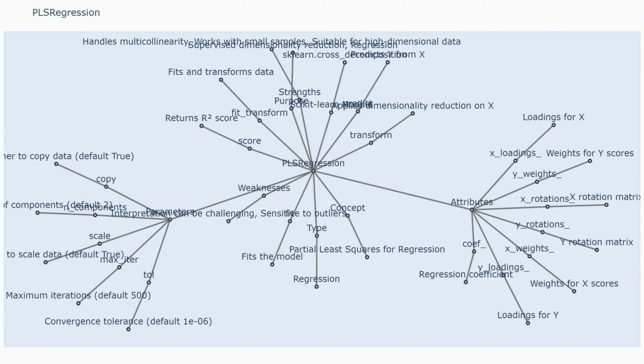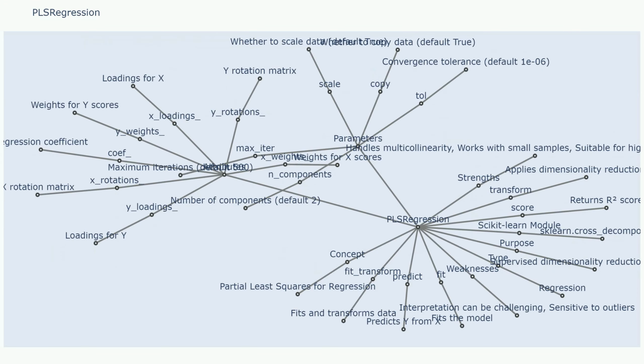Understanding the mechanics. 1. Latent variables. PLS seeks to find a set of latent variables that explain the maximum variance in both the predictor and response variables. These latent variables are linear combinations of the original predictors and response variables, respectively.